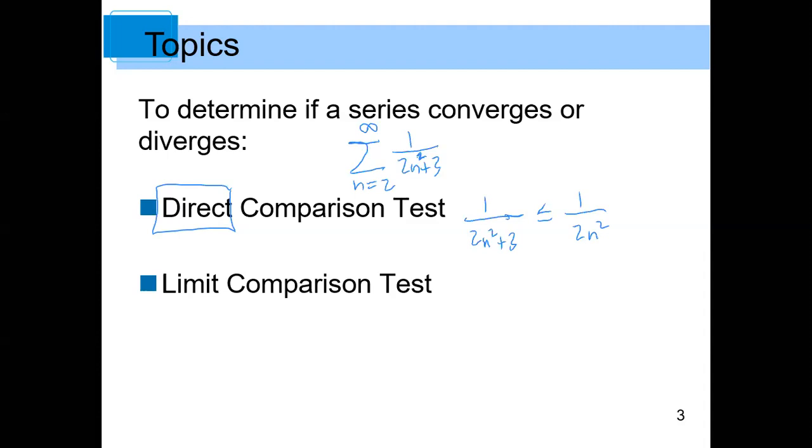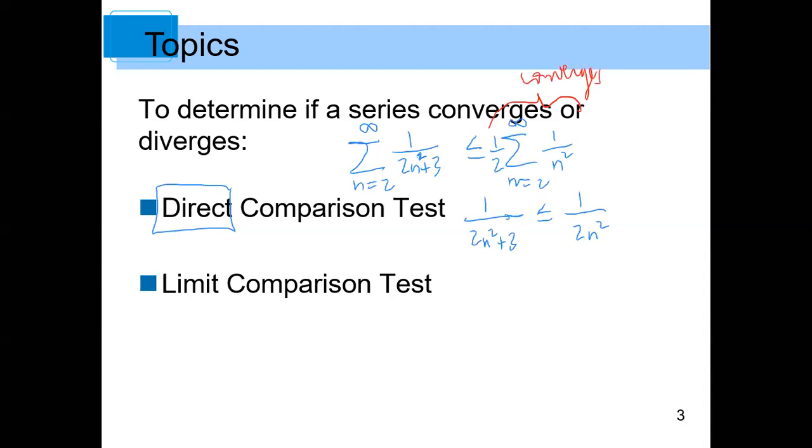And so this series is smaller than or equal to the sum, n going from 2 to infinity, of 1 over 2n squared. And what can I do with the 1 over 2? You can just pull it out, since it's a constant. So this is 1 over n squared. And what do we know about the series on the right? It converges.